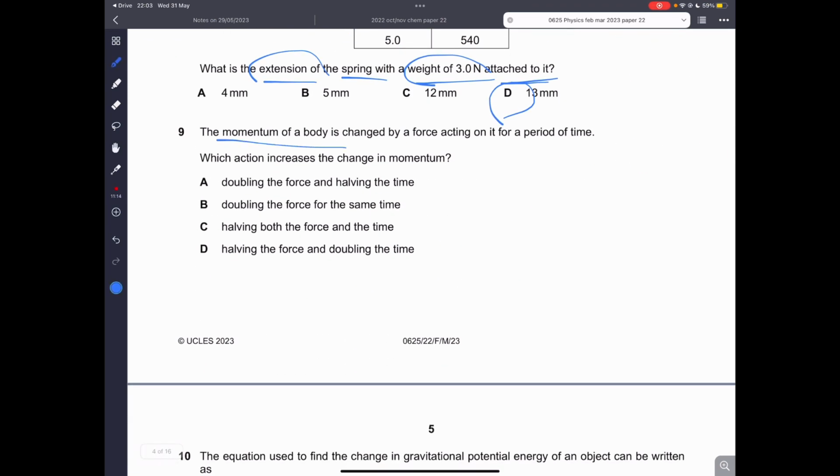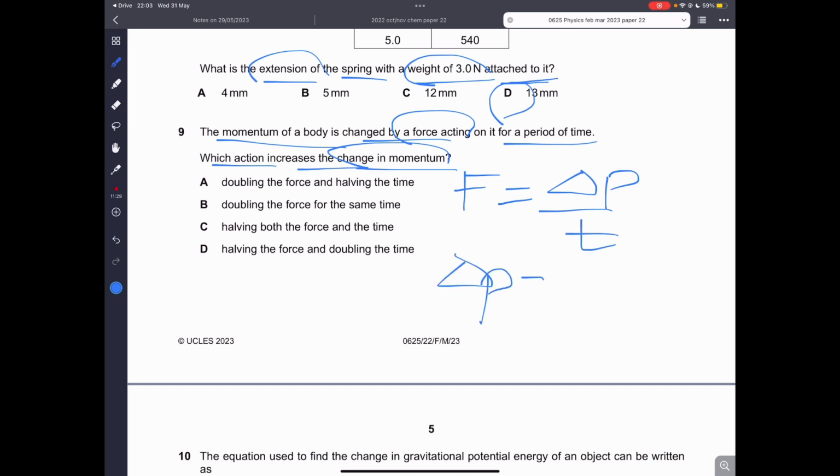Question number 9. The momentum of a body is changed by a force acting on it for a period of time. Which action increases the change in momentum? Well, remember that force is equal to change in momentum over time. So change in momentum is equal to force times time.